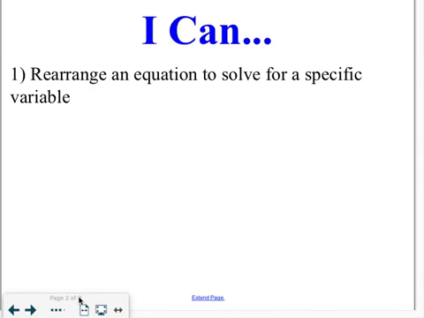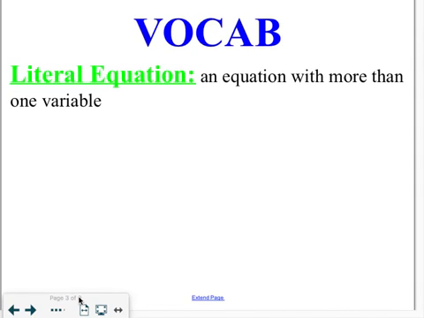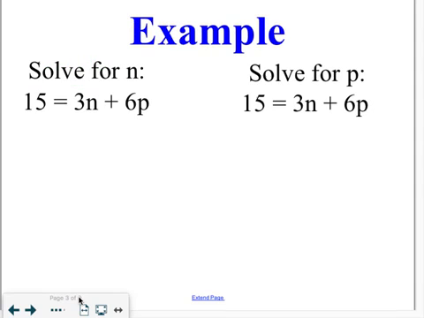the equation. A literal equation is an equation that involves more than one variable. So up until this point, all of the equations that we have been looking at have just had a single variable that we are trying to solve for. Now we're going to throw more than one variable into the equation. So, for example, this starting equation that we have is 15 is equal to 3n plus 6p. So we've got two separate variables. We have n and we have p.